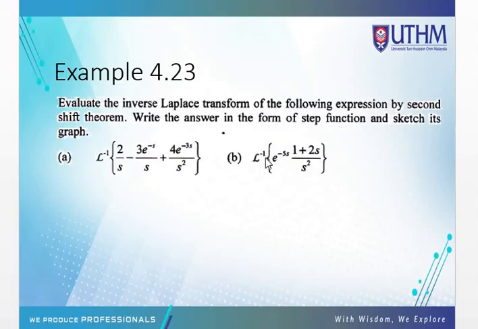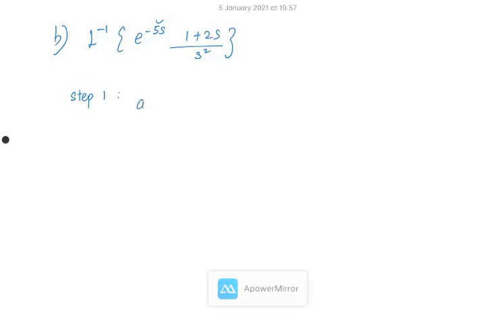Last example is the inverse Laplace transform of the exponent negative 5s multiplied with 1 plus 2s over s squared. Okay, question B, we have the inverse Laplace transform of the exponent negative 5s, 1 plus 2s divided by s squared. So step 1 is determine the value of a. So a here we have 5. a is equal to 5.